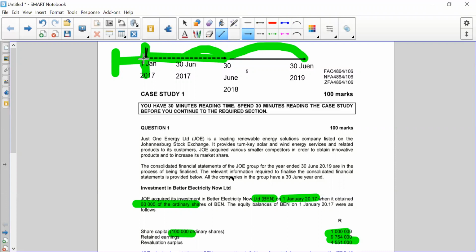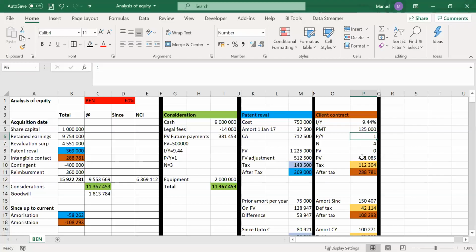So up to December 2017 will be 1 year, December 2018 2 years, 2019 3 years, 2020 4 years. Yeah, so we have 4 years of payments per year of 1. So if we calculate the present value, it then gives us an intangible asset of 401,085, and the tax on that would be 28%, 112,304.